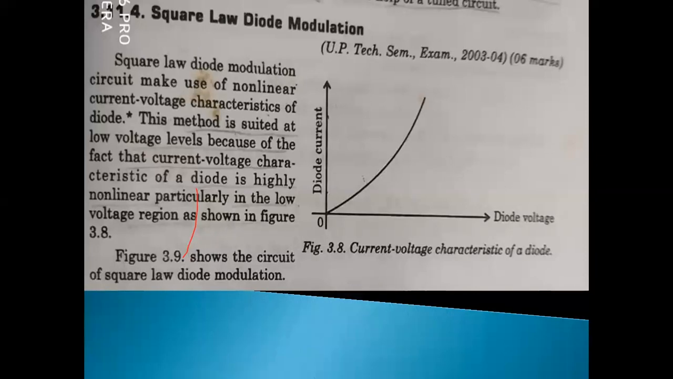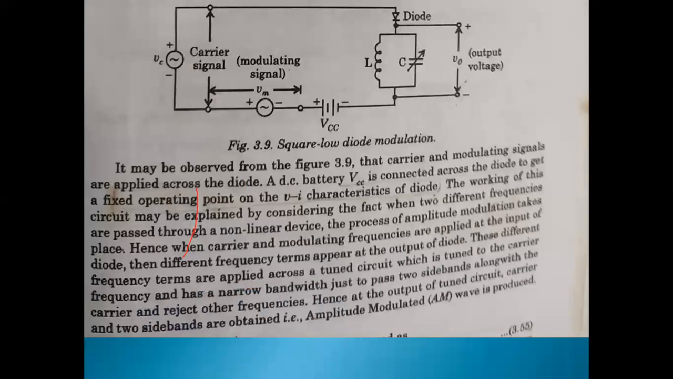So the best example of low level modulation is the square law diode modulator. In the square law diode modulator, the non-linear characteristic of the diode is used as a basic example. Now the circuit diagram is the square law diode modulator or low level amplitude modulator.